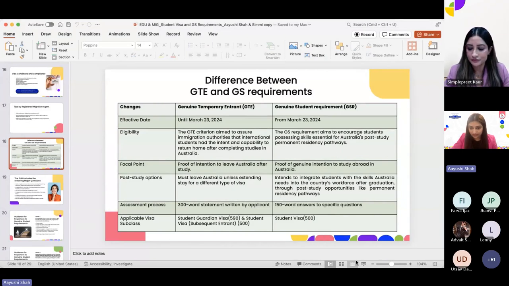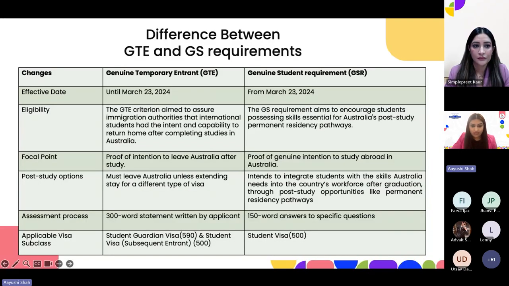Simi, are you able to see my screen? So I'm sure everyone will be able to. Yes, I am.